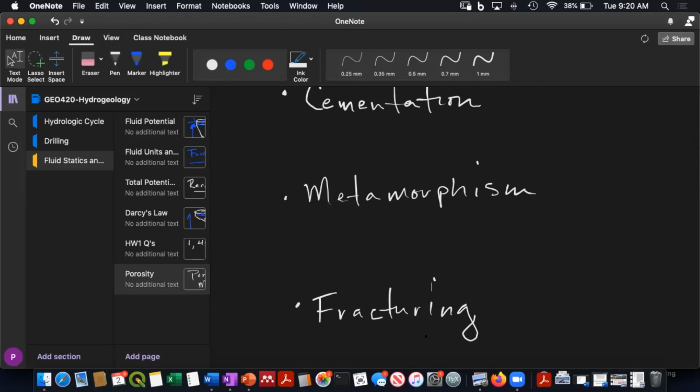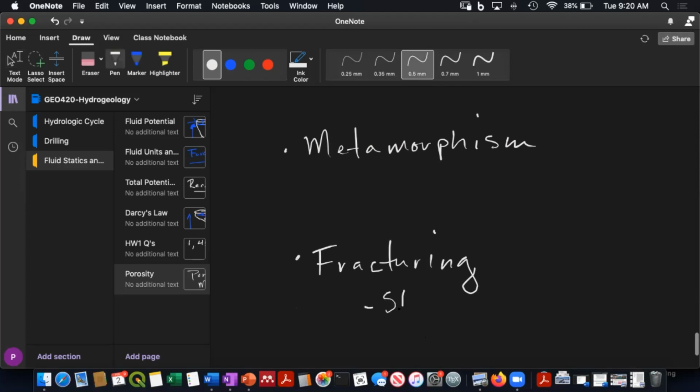And this is a function of stress and strain. All right, so you can bet that rocks that have undergone a lot of stress and strain, like mountain blocks, right? They've got a lot of movement, they've got all kinds of stuff going on. They're often very fractured.